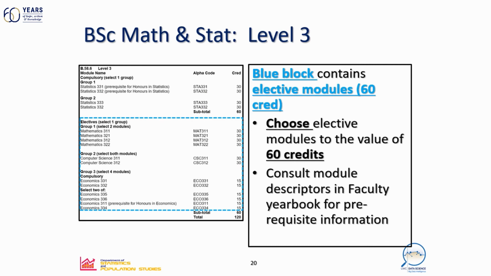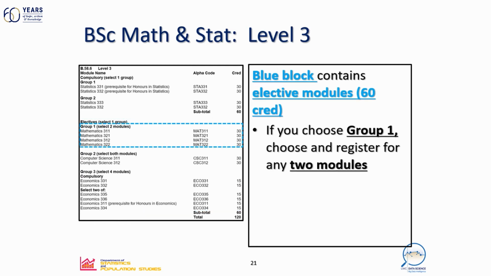Now all that's left to do is to choose the remaining 60 credits from the electives, the modules that are highlighted in the blue block. You have three groups of electives to consider. If you are a math whiz, you might consider Group 1. You just need 60 credits, which means you only need to choose two modules from this group.